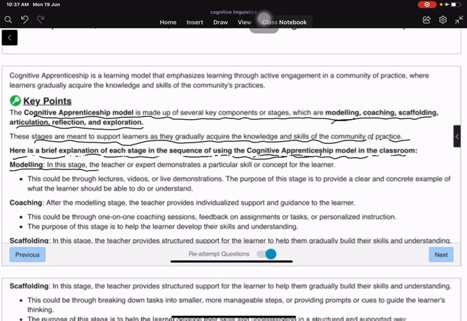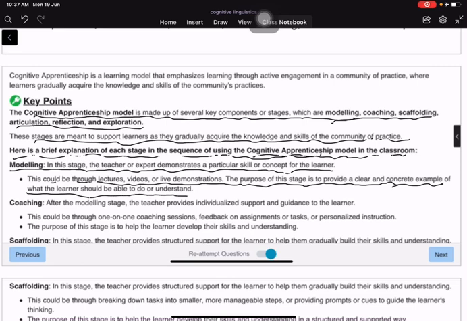Modeling. In this stage, the teacher or expert demonstrates a particular skill or concept for the learner. This could be through lectures, videos, or live demonstrations. The purpose of this stage is to provide a clear and concrete example of what the learner should be able to understand. Coaching. After the modeling stage, the teacher provides individualized support and guidance to the learners.